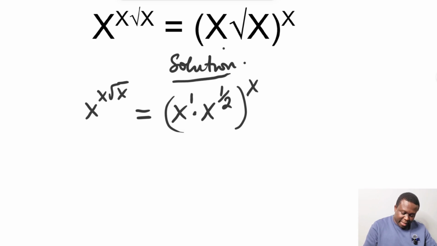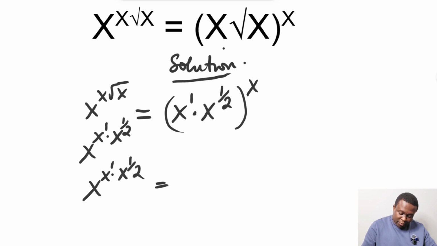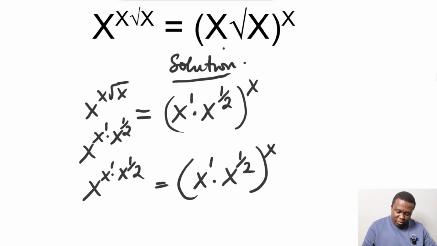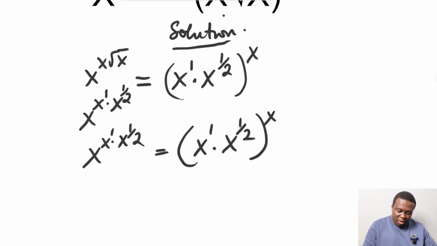So we have that x raised to the power x raised to the power 1 times x raised to the power half. So what we have is x raised to the power x times (1 times x to the half) equals (x raised to the power 1 times x raised to the power 1 over 2) raised to the power x. We've only just rewritten the initial equation, okay?